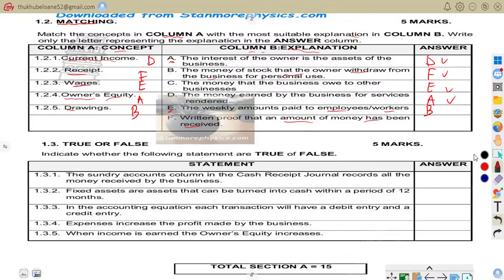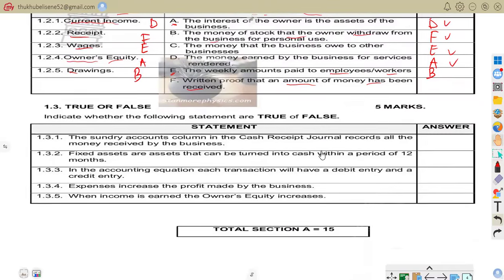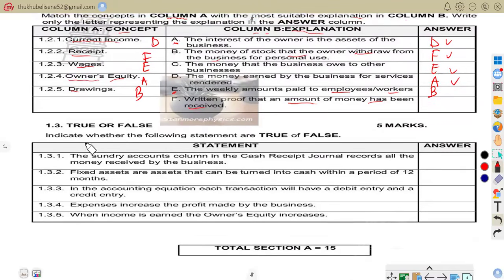So now let us move on to the true or false questions. As it says, indicate whether the following statements are true or false. Now we have the statement 1.31: the sundry accounts column in the cash receipts journal records all the money received by the business. We want to know whether that is true or false. The answer is false.